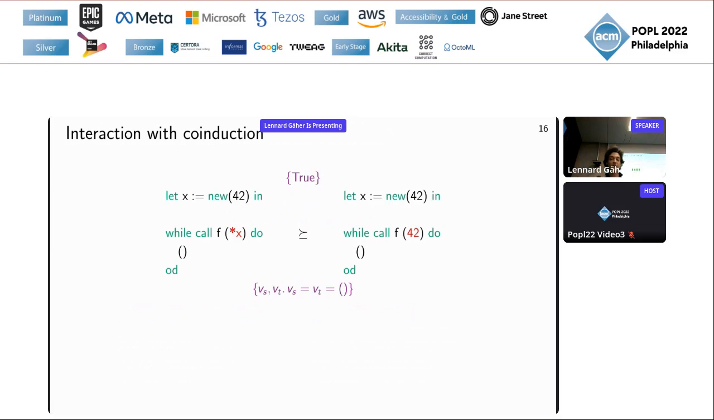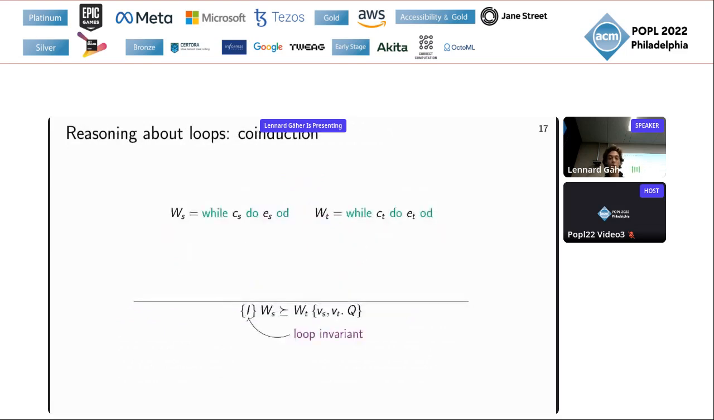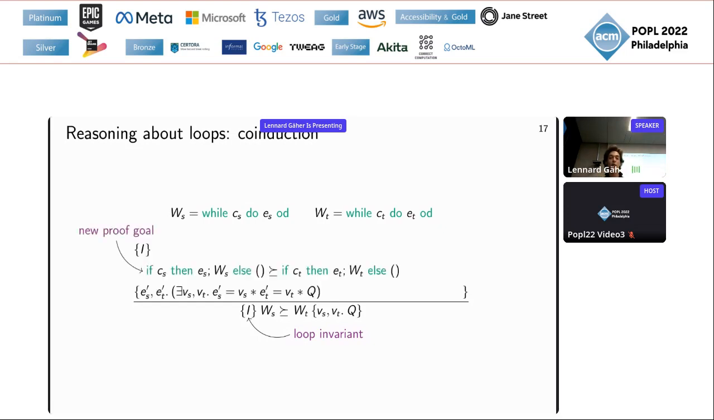Now, we once again start by allocating ownership, but now we need to reason about the loop. For that, Simuliris provides a generic co-induction principle from which we can derive one for reasoning about loops. Let's assume that we currently have a while loop on both sides of the simulation with potentially different conditions and bodies. Then we can pick a loop invariant I and instead have to prove a simulation after unfolding the loop for one step.